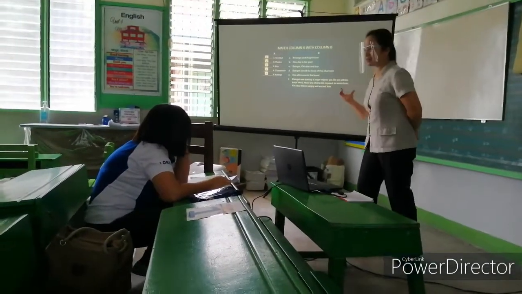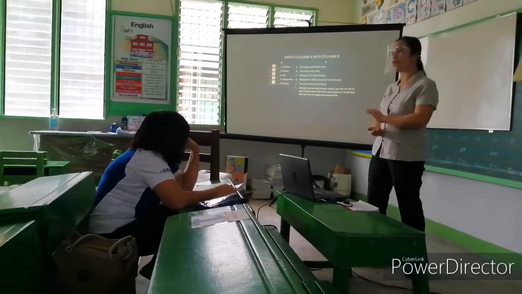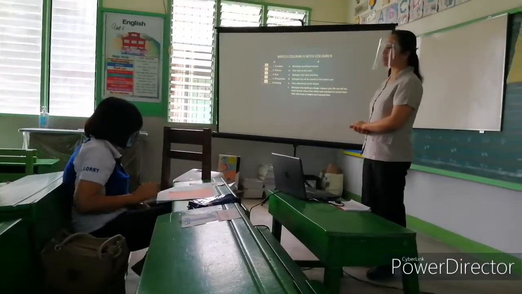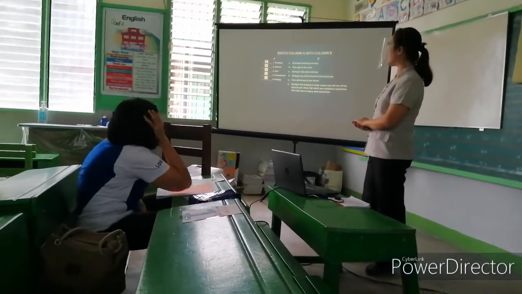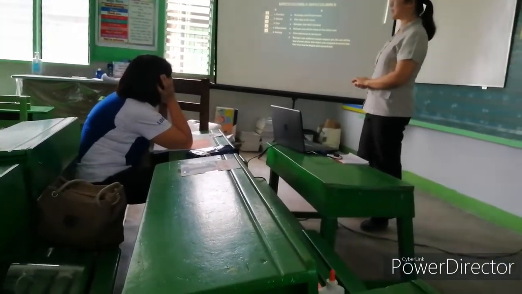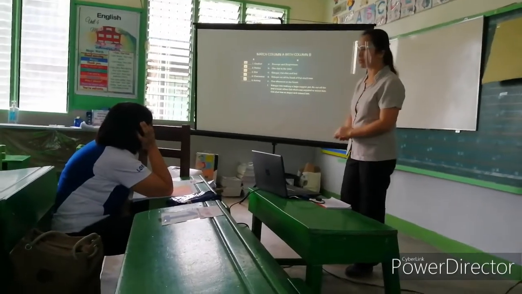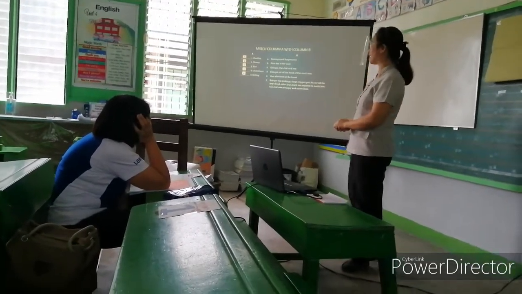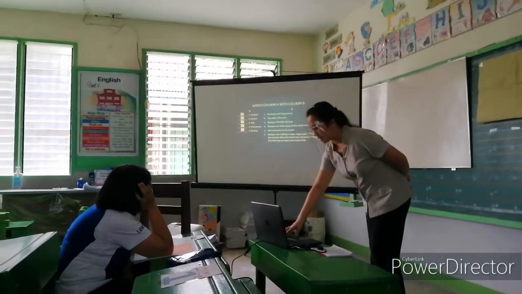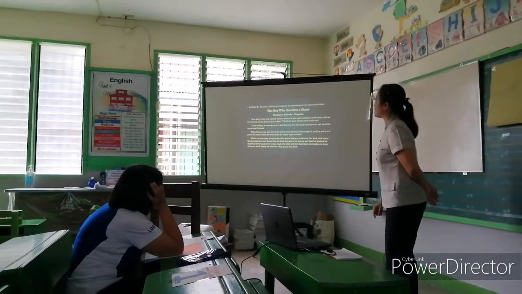Okay, so is it difficult? No, it's very easy as long as you understand the five key elements of the story. It will be easy for you to identify these key elements. So in reading, you have to understand it very carefully so that you can identify these five key elements. Okay, let us have the second activity that we have.